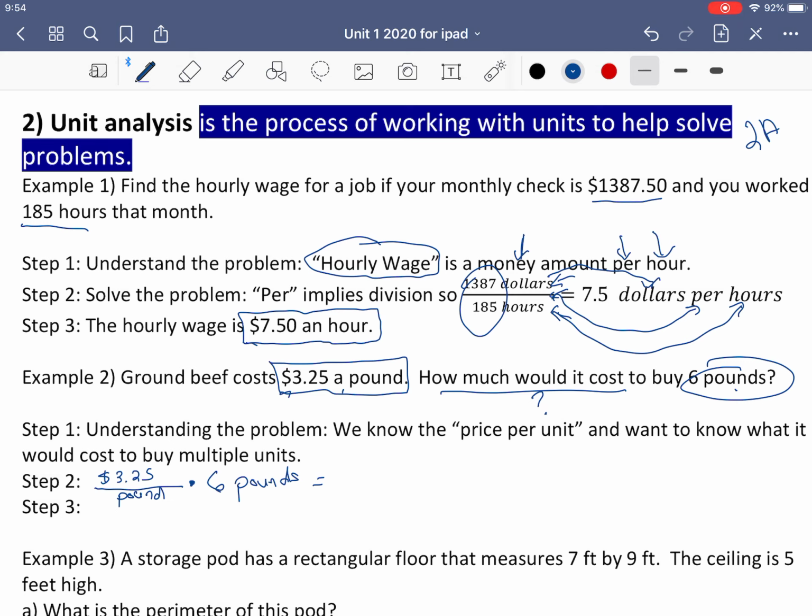So remember, this is the same thing as adding 3.25 six times, which may have been a way you thought about solving this problem. I can cancel pounds and pounds, and then simply multiply 3.25 by 6, and that gives me 19.5. Pounds are gone, I'm left with just dollars, so step 3 is to say that my answer is that it would cost me $19.50 to buy these 6 pounds.